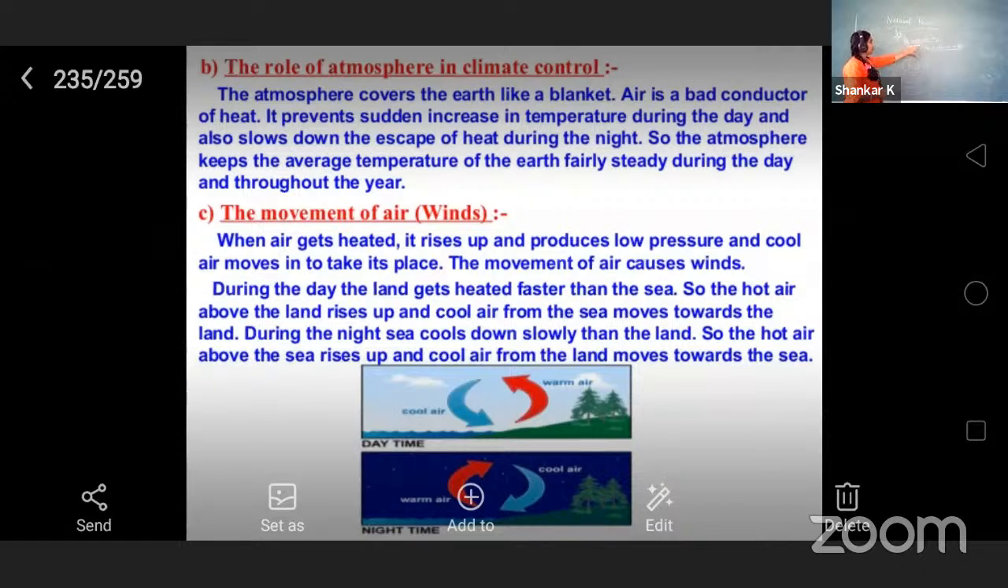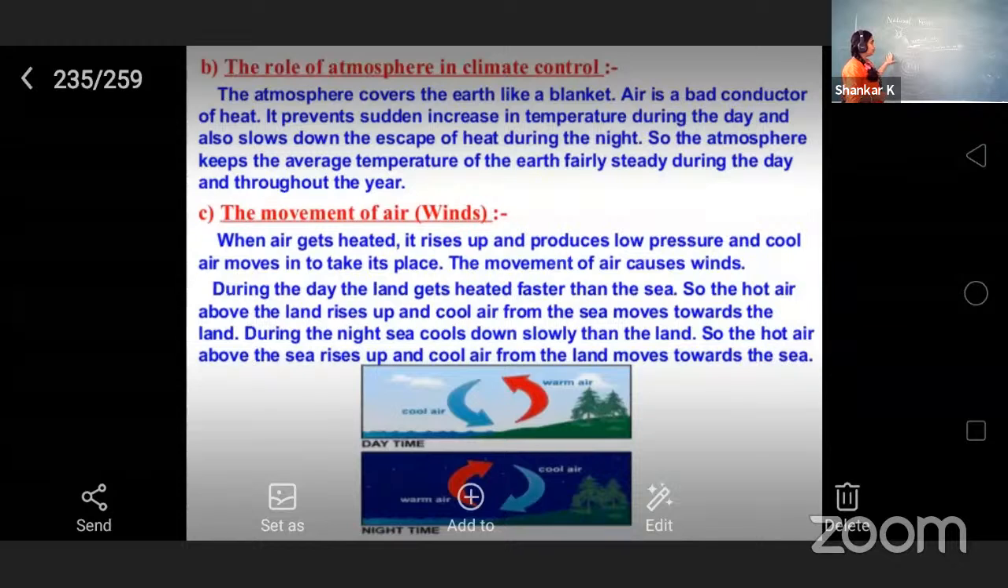If there is no atmosphere, we would get the direct heat from the sun. But most of the heat is absorbed by the atmosphere, and only as much heat as is needed is released to the earth by the atmosphere. This is the activity of the atmosphere.